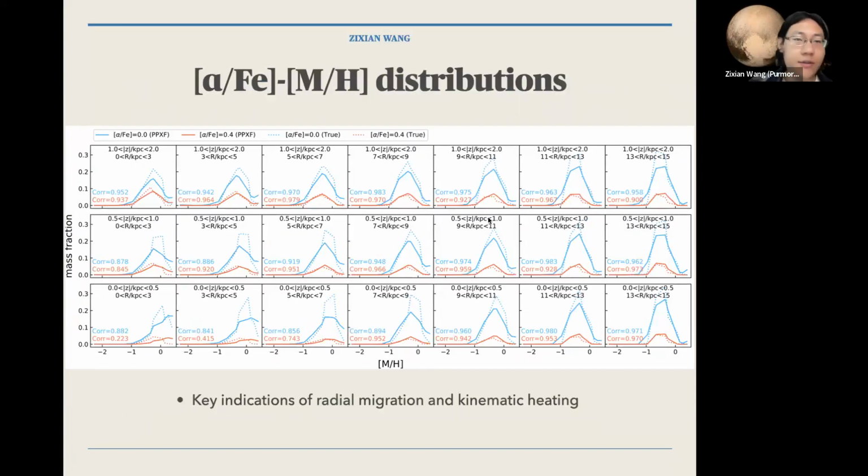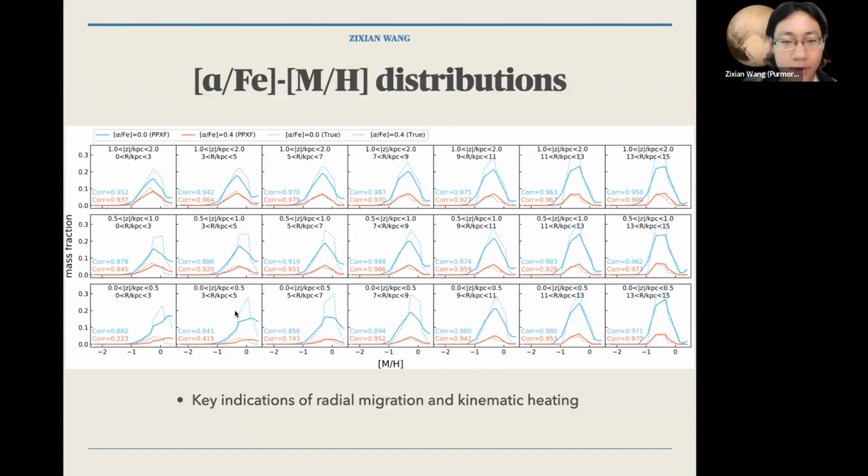We also have, and this is personally what I'm really interested in, the alpha bimodality. This is also something I want to see in external galaxies. Because currently for the MUSE spectral templates, we only have 2 bins in alpha, one is 0, the other is 0.4. So what I plot here is the solid line, the PPXF measurement for these 2 alpha sequences. I just plot the metallicity distribution. The dotted line is the true answer.